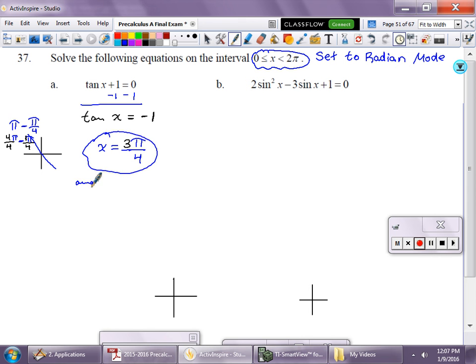And we have to do the next one. In quadrant 4, it's going to be 2 pi minus pi over 4. Again, to add or subtract fractions, you have to have the same denominator. That denominator is 4. 8 divided by 4 is 2. 1 pi over 4. And we are going to get 7 pi over 4.